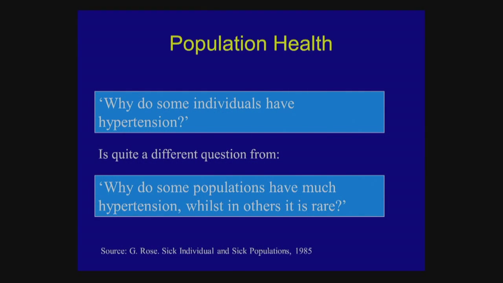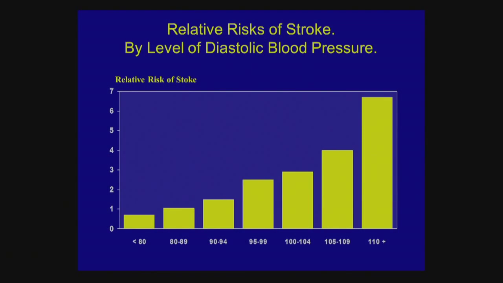So again, just to be clear about this, what Geoffrey Rose said is, why do some individuals have hypertension? That turns out to be a very, very different question than why do some populations have much hypertension, whilst in others it's rare. And that comes from a book called Sick Individuals and Sick Populations, written in 1985. So to give you a very clear example of this, I'm going to show you something that I think many of you really know. It's not new.